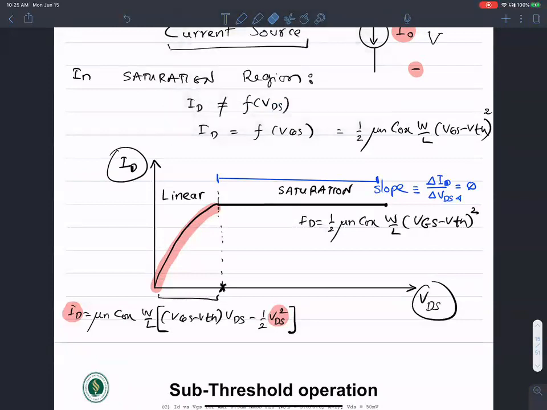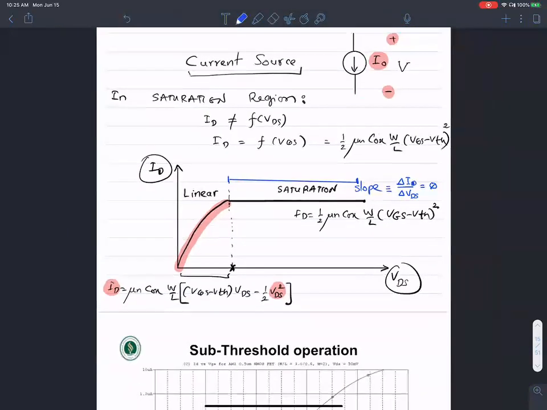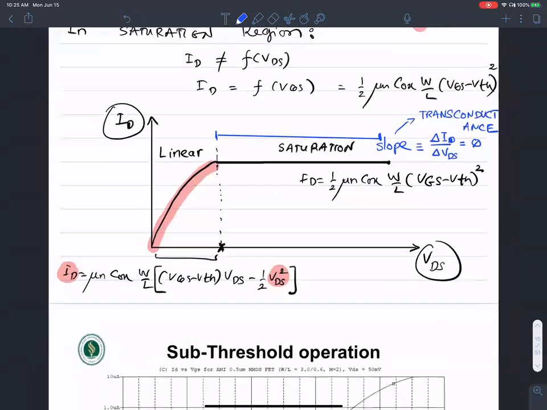So the slope of this, if you think about it, when V is IR, when you do I over V, what you get is 1 over R is I over V. The slope of this therefore represents what is known as transconductance. Or the inverse slope of this: what is the inverse slope? Delta VDS over delta ID. That is the small signal resistance, the inverse slope.